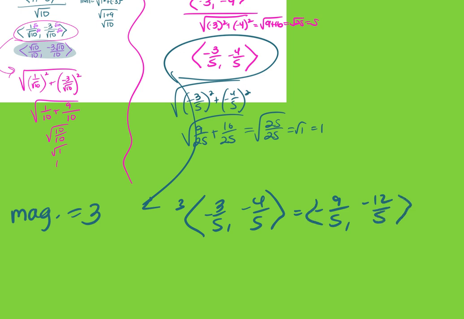If it says unit vector, that means that magnitude is 1. If it says a vector in the same direction with a different magnitude, then you find the unit vector first, and then you multiply the magnitude times whatever they give you, okay?